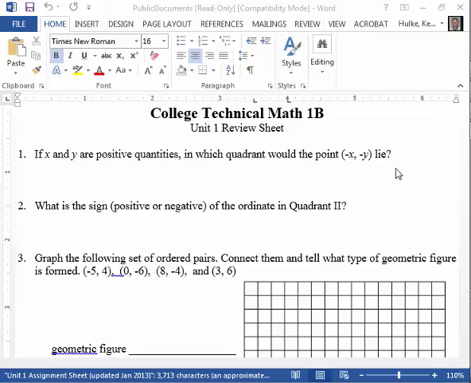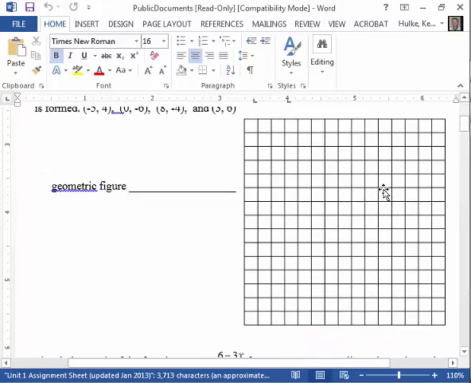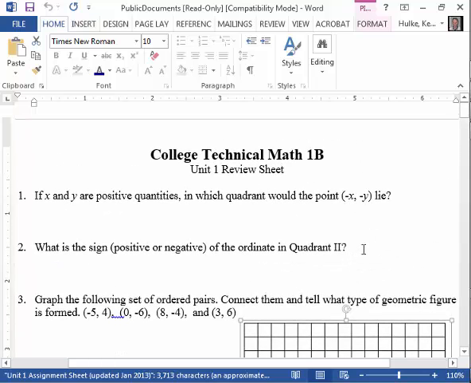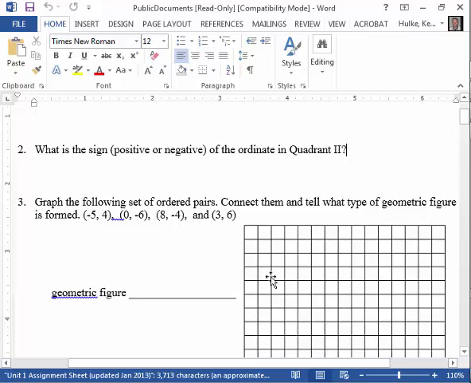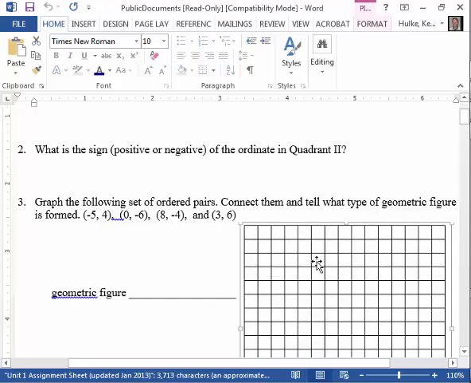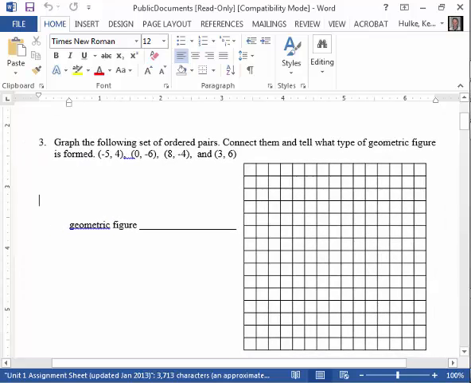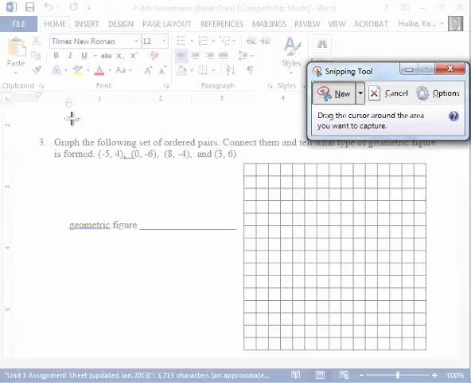Here, I'll do it on the piece of paper. First quadrant, second quadrant, third quadrant, fourth quadrant. Then if you are in the second quadrant, this section over here, what is the sign of the ordinate? Now remember, abscissa goes along the x-axis, the ordinate goes along the y-axis, so you're above the x-axis, so it will be positive.